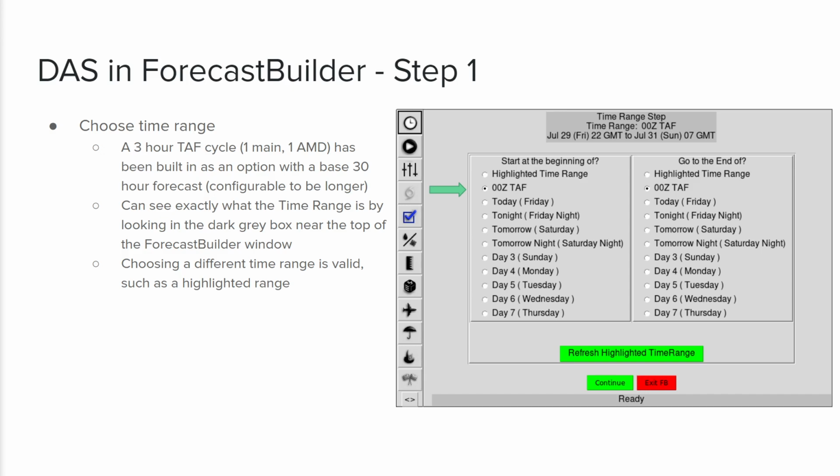So, for the 0Z TAF above, this option would be available beginning at 21Z through 0Z. After 0Z, that 0Z option would be replaced with the 3Z AMD, and so on and so forth. You can use this, or you can use a highlighted time range if you want to make a smaller edit. The current time range will be shown in the gray box at the top of the ForecastBuilder window at all times.